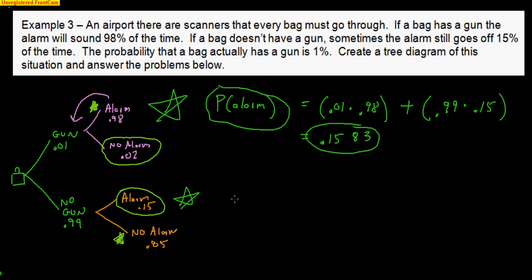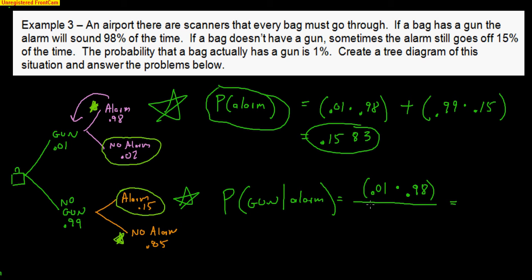Now, the next question in your notes is, what is the probability that there actually is a gun given that the alarm goes off? So the question says, given the alarm goes off, so that's what goes after the line, given that the alarm goes off, what's the probability that there really is a gun? So again, watch how easy this is if I use the formula. On top goes both, gun in bag and alarm goes off. That'd be gun in bag, 1%, and alarm goes off, 98%.